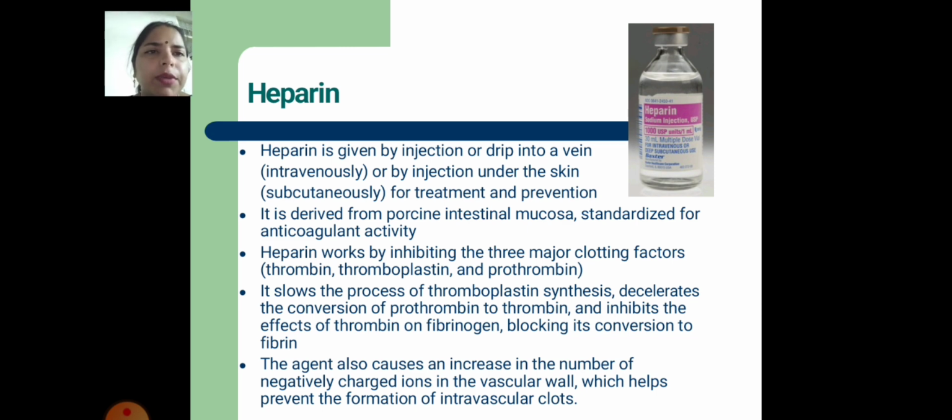Heparin works by inhibiting the three major clotting factors, that is thrombin, thromboplastin and prothrombin. It slows the process of thromboplastin synthesis, decelerates the conversion of prothrombin to thrombin and inhibits the effect of thrombin on fibrinogen, blocking its conversion to fibrin. The agent also causes an increase in the number of negatively charged ions in the vascular walls, which helps to prevent the formation of intravascular clots.